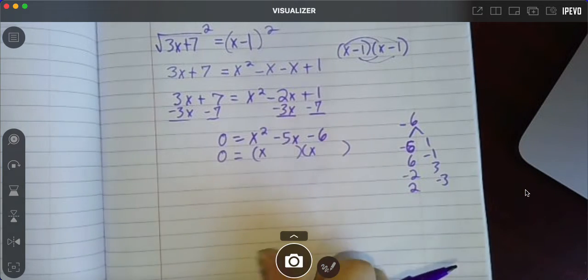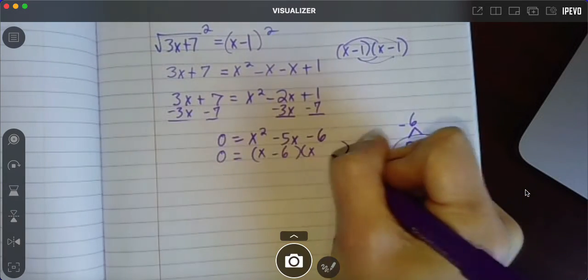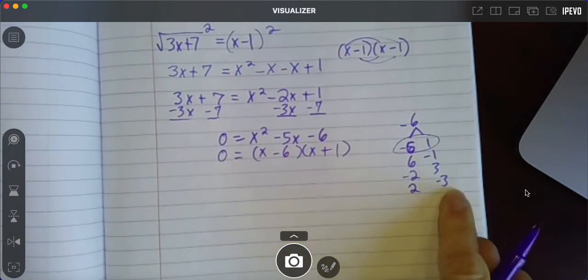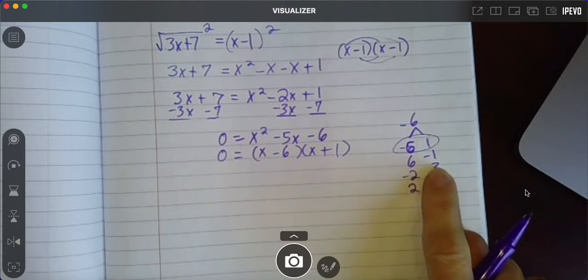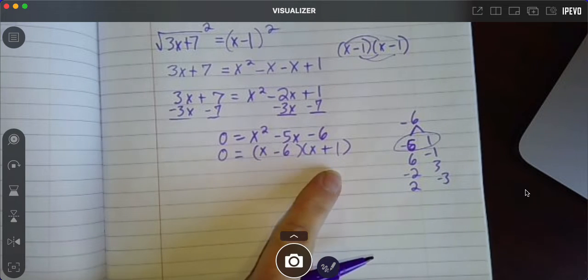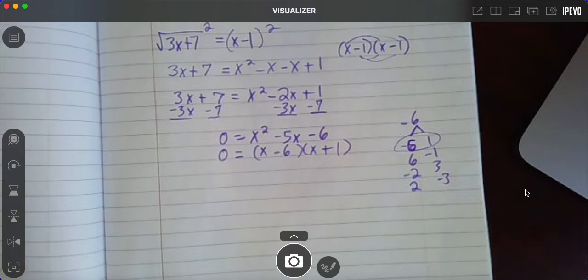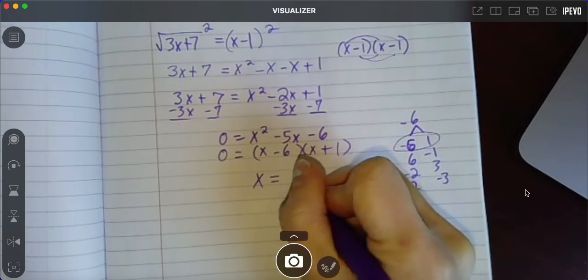What adds to negative 5? Negative 6 and positive 1? No, these don't add to give me negative 5. Those they can add, but they don't give me the right answer. So that's why it's these two things. Now remember, what are the two answers now? If I was to solve those out, X equals 6.